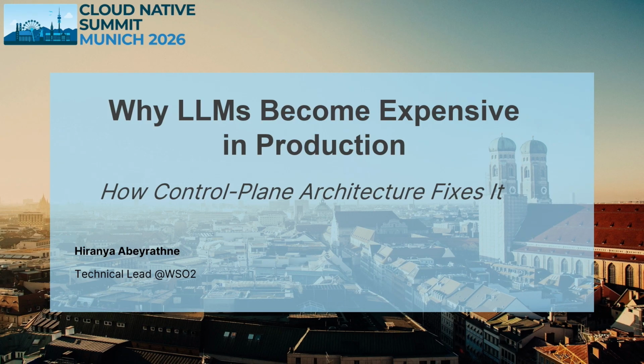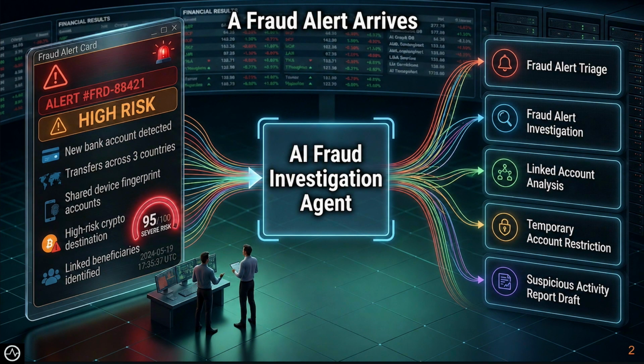Today I want you to understand how we can get rid of this problem using a control plane architecture. Let's start with a concrete example. Imagine a bank has deployed an AI agent to handle different types of fraud alerts. Depending on the situation, it might triage the alert, start a fraud investigation, analyze linked accounts, apply a temporary account restriction, or prepare a suspicious activity report. From the business perspective, this is really powerful. One alert comes into the agent, and the agent reasons over it and selects the appropriate capability. So the real question is what is actually happening behind the scenes.